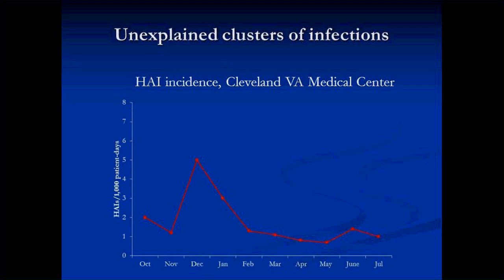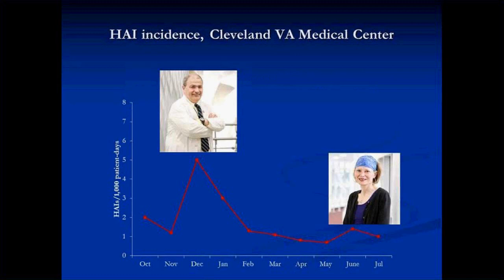These are HAIs, hospital-associated infections, at the Cleveland VA Medical Center. Every now and then we will see blips where we see a high rate of C. diff infection or other infections, and then we'll go through a period where we don't see any, and we don't know, are we doing something right or something wrong? We struggled to figure out what was going on, and finally, kind of serendipitously, we superimposed the medicine attending schedule on the epidemic curve, and it suddenly became clear that our clusters were related.